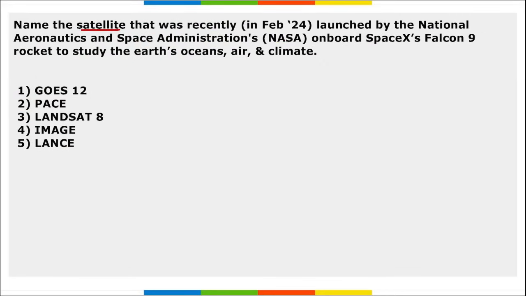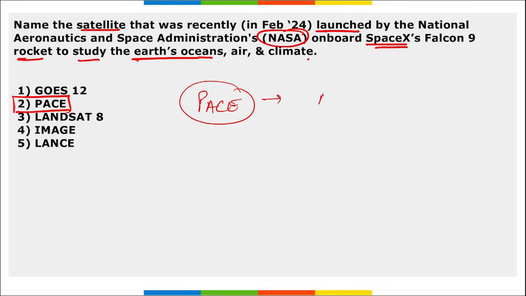Next, name the satellite that was recently launched by NASA onboard a SpaceX Falcon 9 rocket to study the Earth's ocean, air, and climate. It is PACE. Right? PACE is the name of the satellite. It was launched by NASA using a Falcon 9 rocket of SpaceX, and it is to study the Earth's ocean, air, and climate.